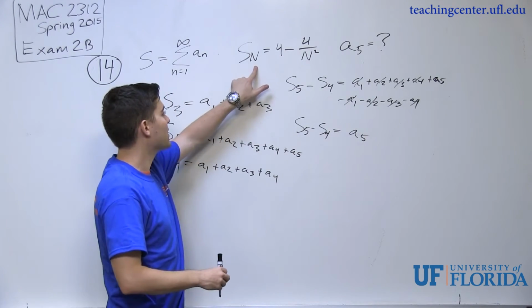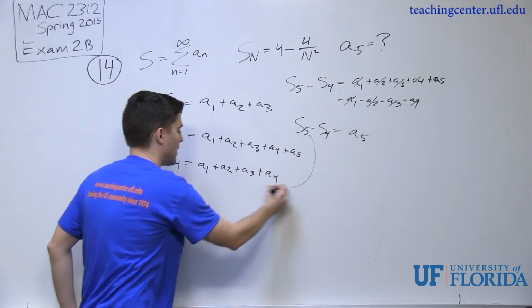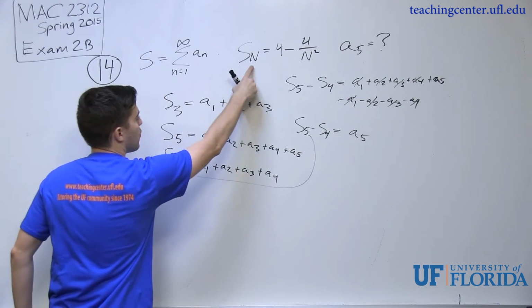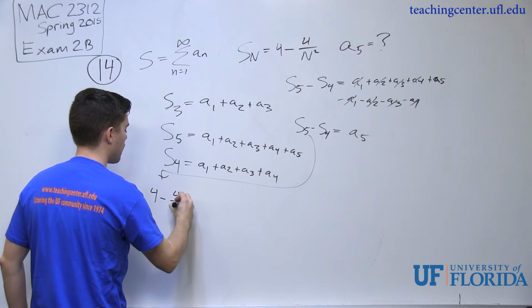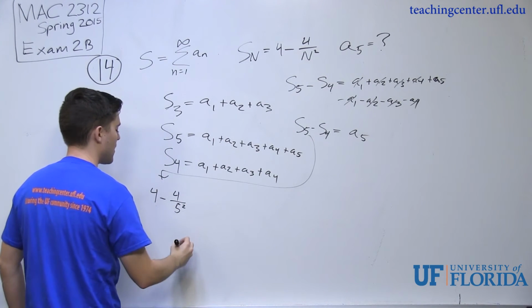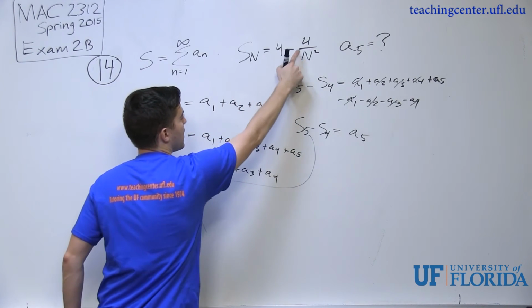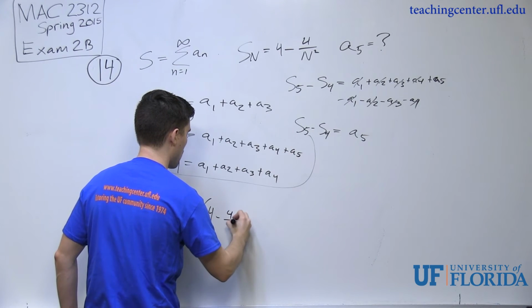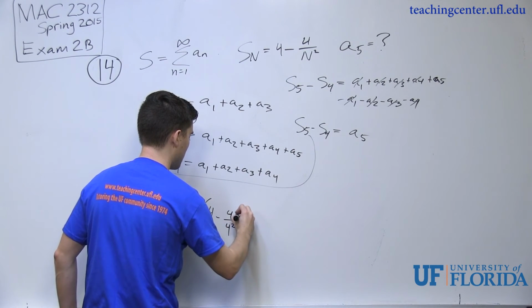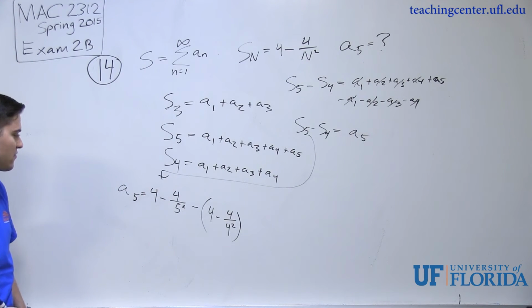Well, I know what they are based on this formula. So I can go ahead and plug into that formula, and let's see what we get. So when I plug in S sub 5, I end up with 4 minus 4 over 5 squared. And then subtract it off from S sub 4, S sub 4 is 4 minus 4 over 4 squared. And again, this is equal to A sub 5 in this case.